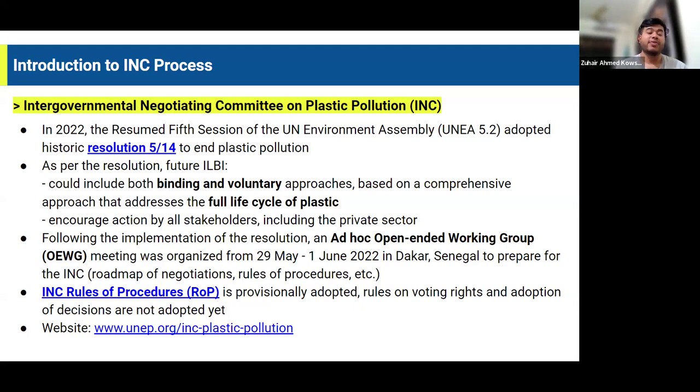The INC, obviously, as you know, for any UN process is guided by specific rules of procedure. For the INC process, it's called INC rules of procedure, which is provisionally adopted because some of the segments or paragraphs are not fully adopted yet. That is kept under brackets, which are the rules on the voting rights and the adoption of decisions. Those are not adopted yet. So that's why the INC rules of procedure is normally referred to as provisionally adopted rules of procedure. And then INC obviously has a website. You can also find more information on the process.